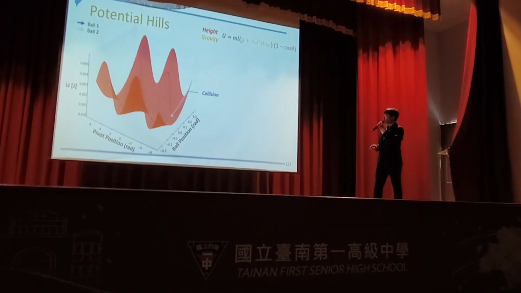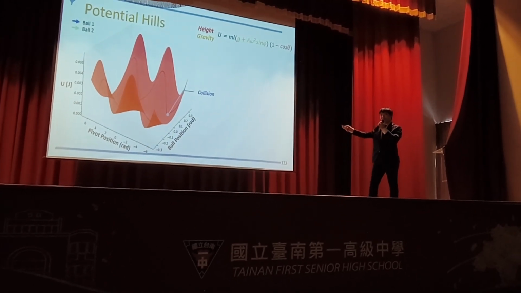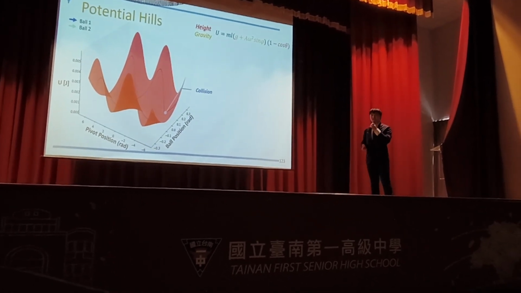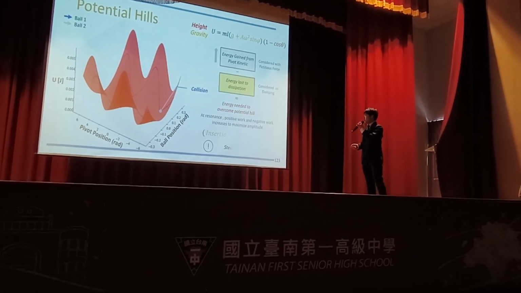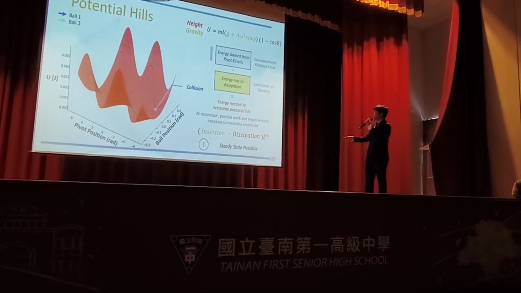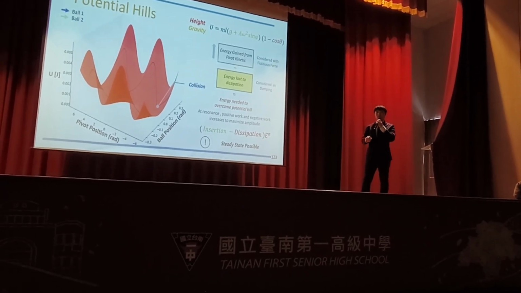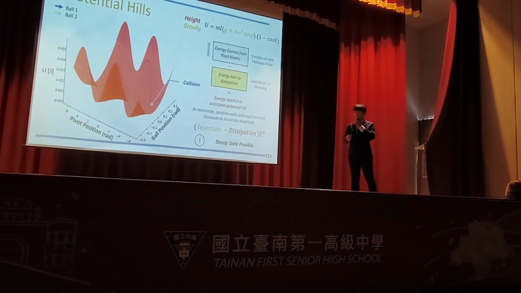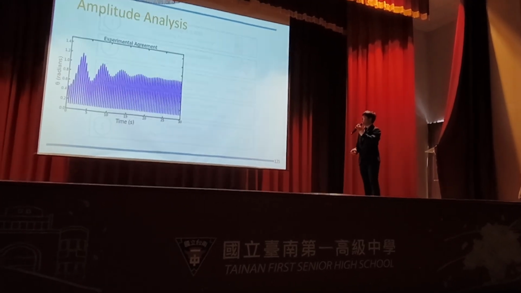Accounting for gravity modulation, we can see the trajectory of the lato-lato ball will align with the gradient of the potential. This means the energy is most conserved. Writing down the energy equation, we can note that the dissipation will increase if the amplitude increases. When this term reaches an equilibrium, a steady state will be reached. Next, let's move on to the amplitude fluctuations.